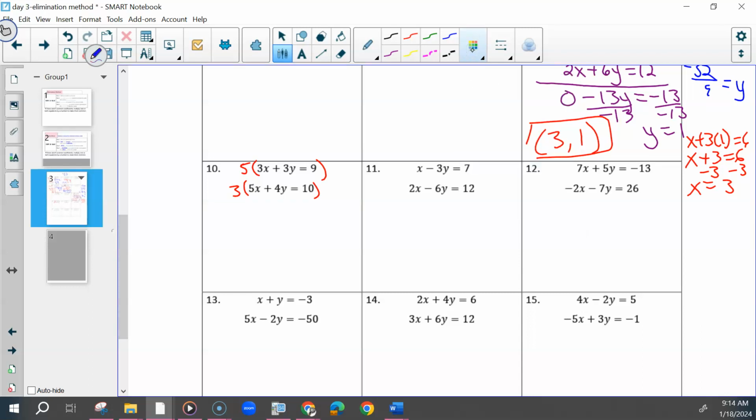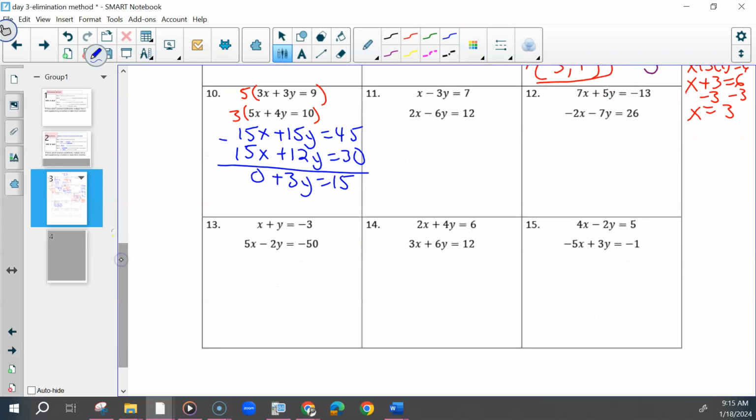So we'll have two new equations. I'll rewrite them. 15x plus 15y equals 45. And 15x plus 12y equals 30. Now that we have common coefficients, would we add or subtract to eliminate? Subtract. So we have 0 plus 3y equals 15. What's our y value?